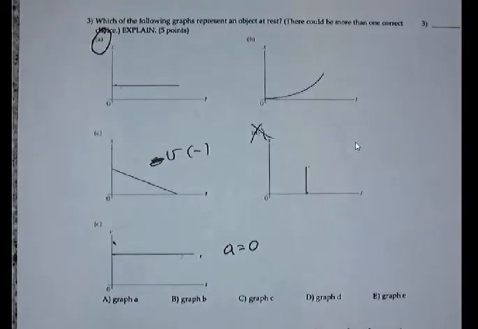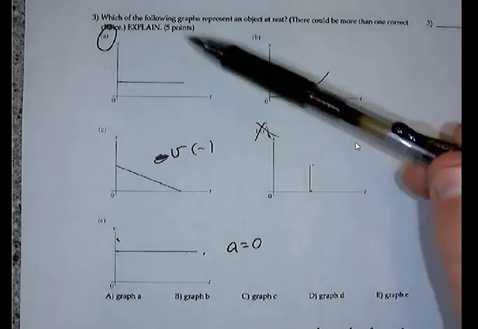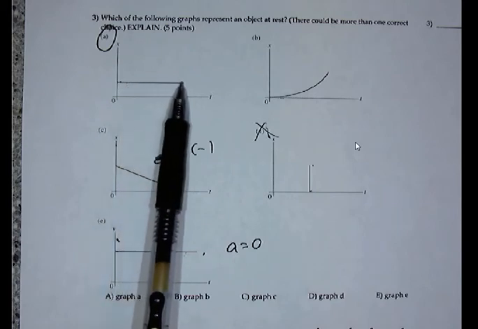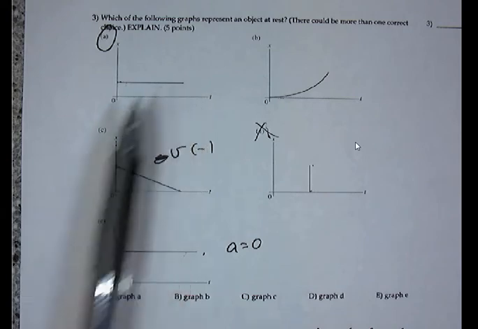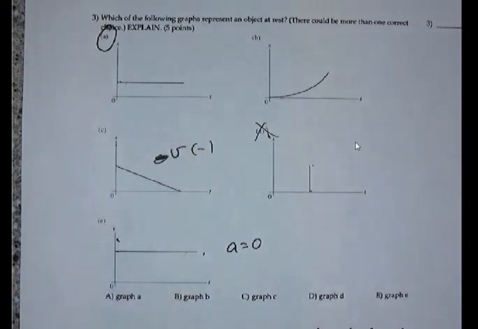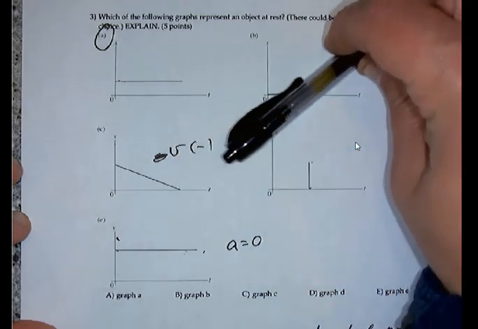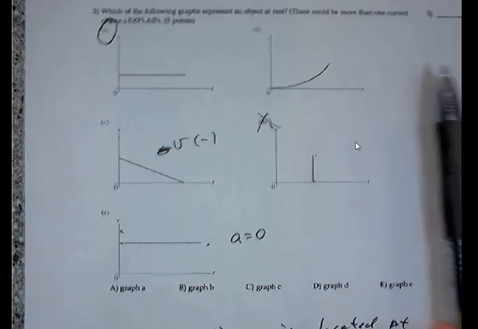The next one: which of the following graphs represents an object at rest? There could be more than one, but again on the test I won't put more than one. With graphs, the first thing to notice is what's being graphed, position versus time. So you're at some position and it's not changing. That means the velocity is 0. You're at rest. So right away I think that's correct, but let's go through the other ones.